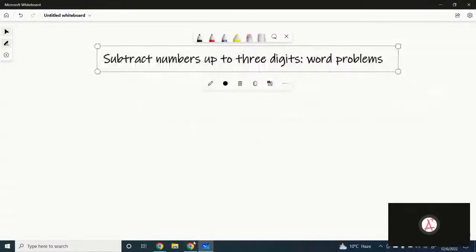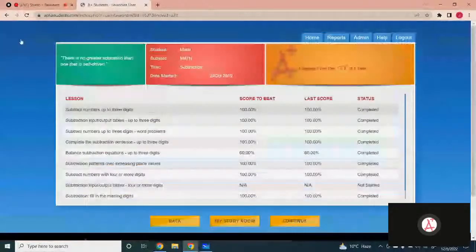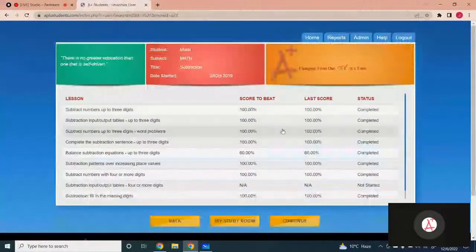Okay, let's start with the next lesson. Subtract numbers up to 3 digits word problems. Let's start with the test question.